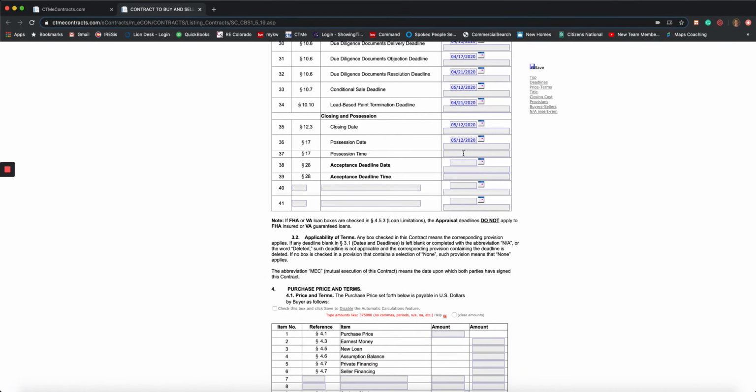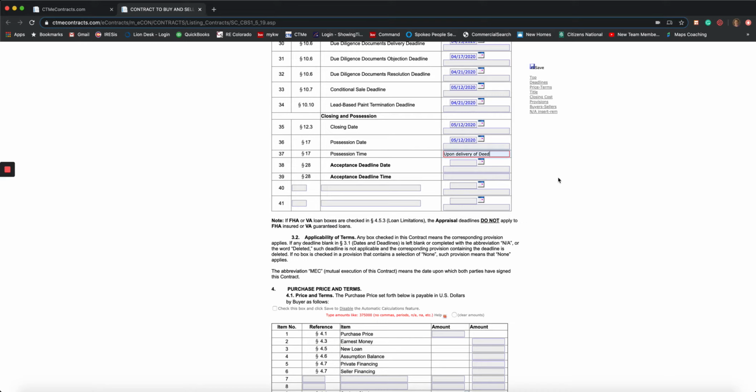Now, talking about your closing date and possession time. If you're closing and taking possession on the same day, then I like to use the language of possession time upon delivery of deed. Since we don't know exactly the time and place that we'll be closing at this point, I just like to put it as whenever the deed is delivered to the buyer, they have possession. Unless it is otherwise negotiated.